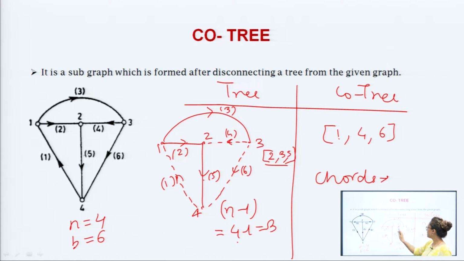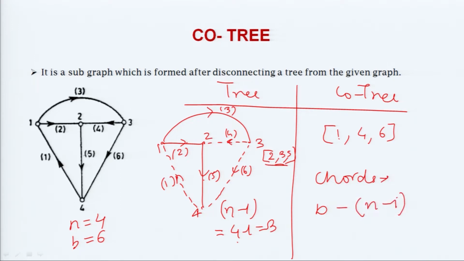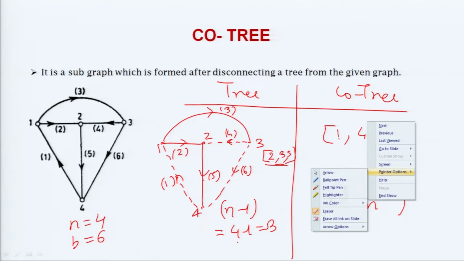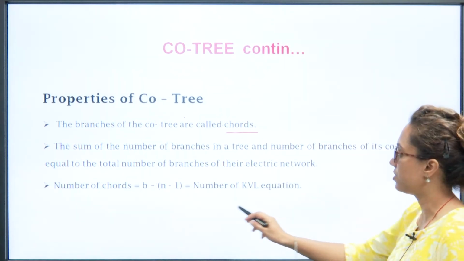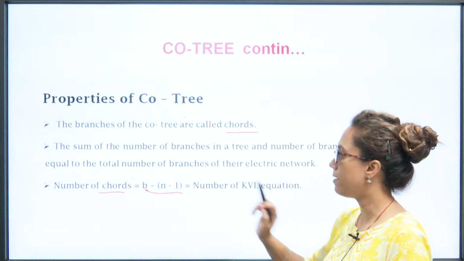So, we can see here there are 3 branches in your tree, and what is left will be the co-tree branches, right. So, what is left, total number of branches is b. So, what is left will be b minus (n minus 1), right. So, for this figure b is 6 minus (4 minus 1). So, it is equal to 6 minus 3, that is equal to 3. So, there are 3 branches in your co-tree, that is called the chords. So, from here this property is also clear that the number of branches in your co-tree is b minus (n minus 1), that is called the chords.